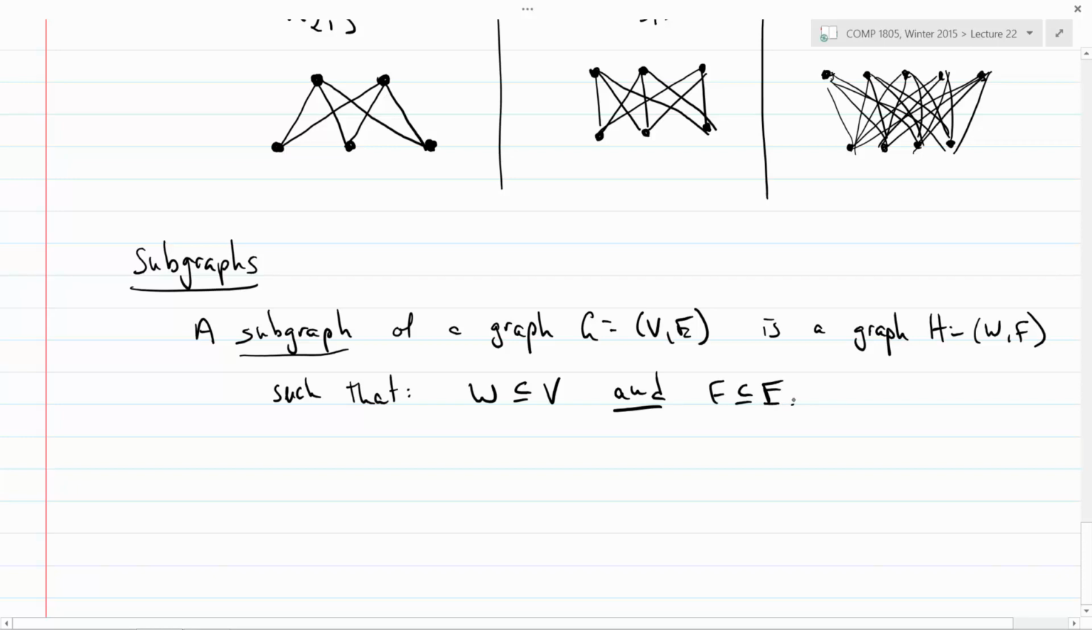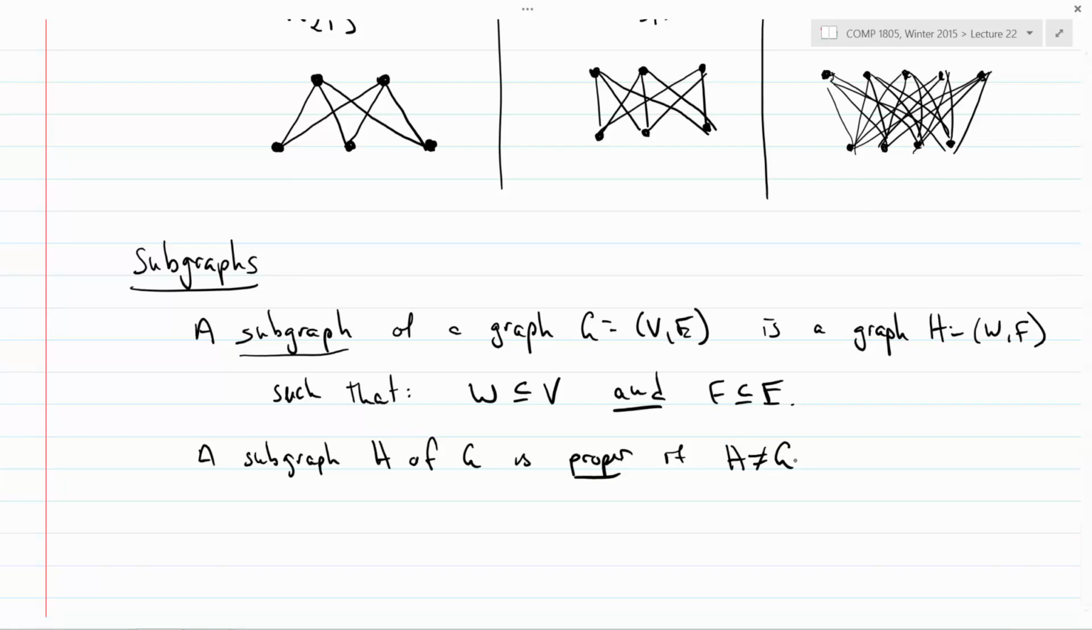That's all that means. And just like with subsets, we have the notion of being a proper subset, we also have the notion of being a proper subgraph. So a subgraph H of G is proper if H is not the same as G. And two graphs are the same if their vertex sets are the same and their edge sets are the same. Right, so we look at both of those sets. If either of them is different, then it is a proper subgraph.